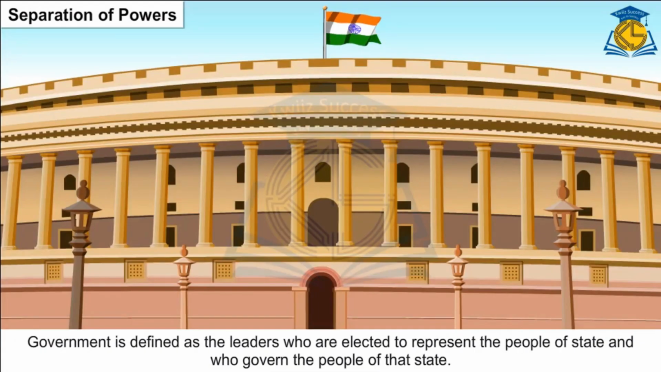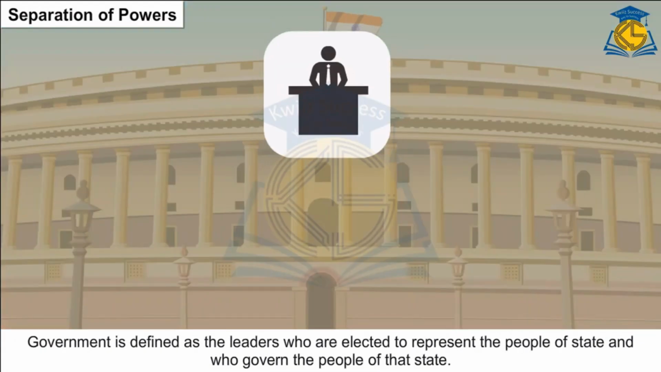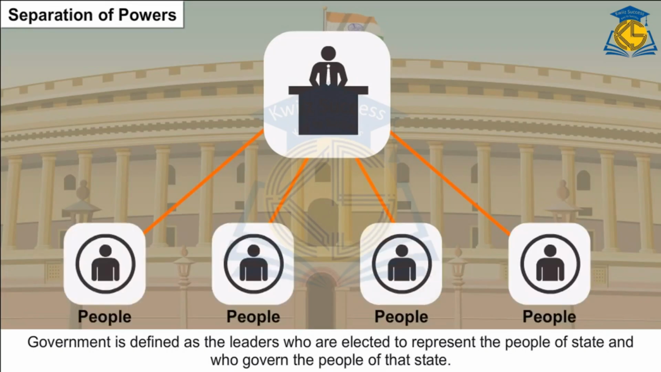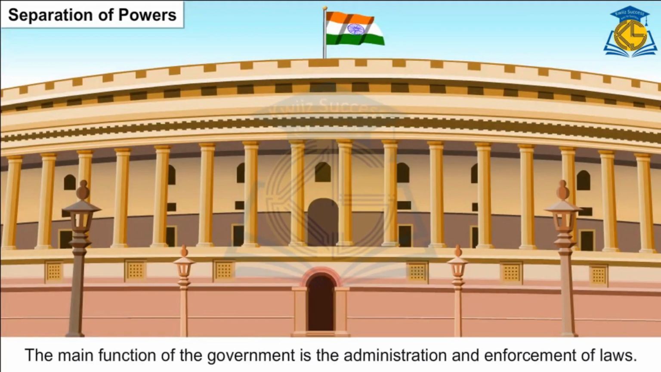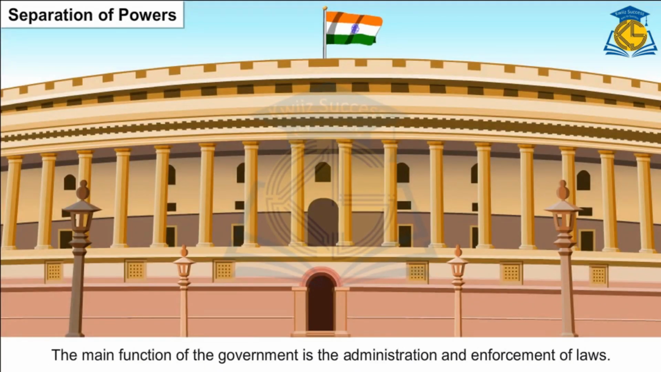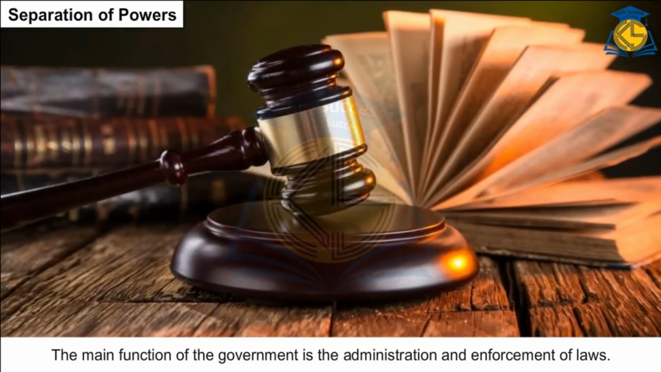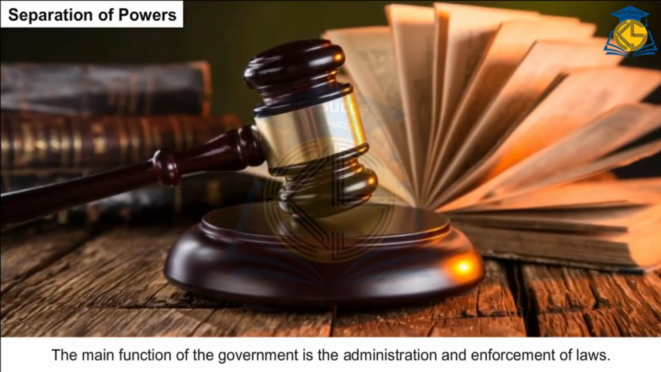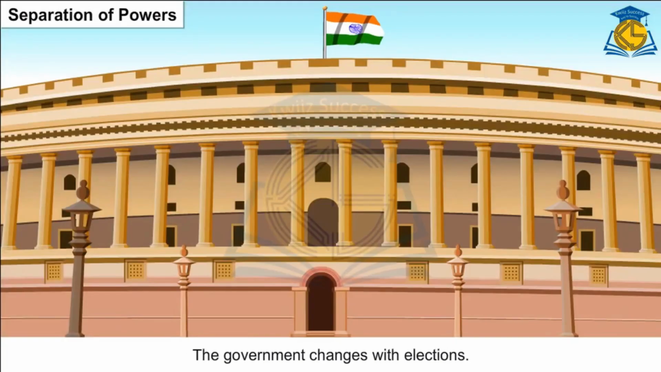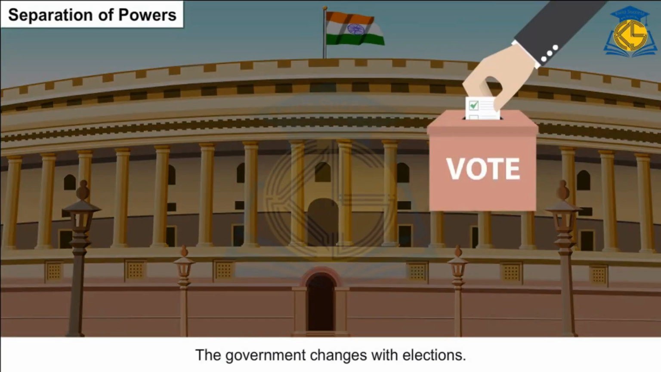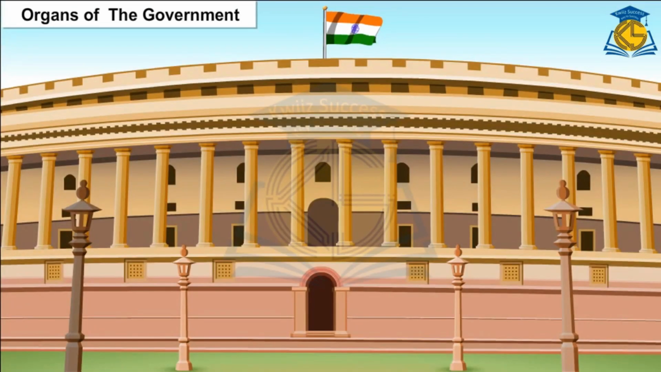Government is defined as the leaders who are elected to represent the people of the state and who govern the people of the state. The main function of the government is the administration and enforcement of laws. The government changes with elections. Organs of the government.